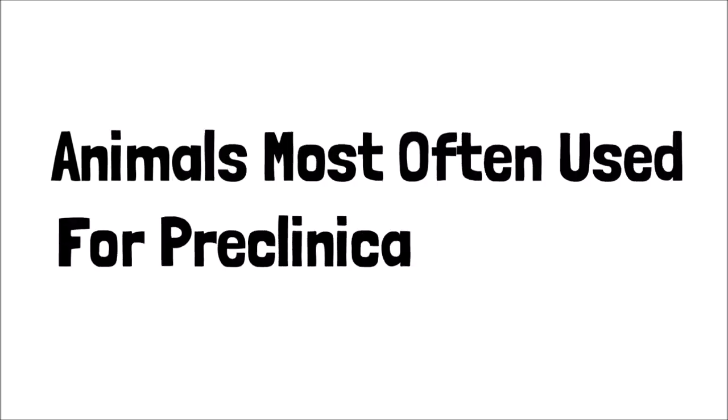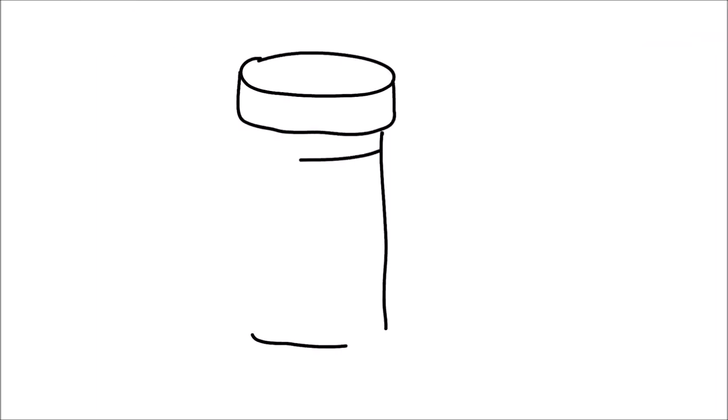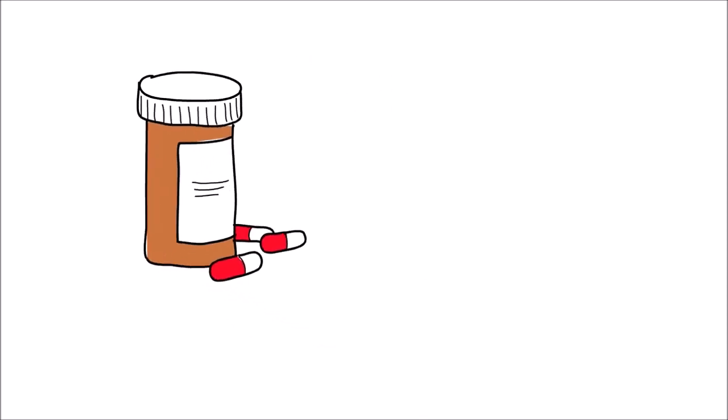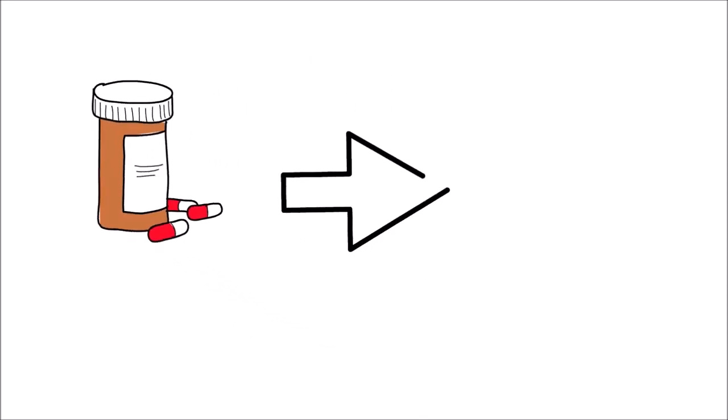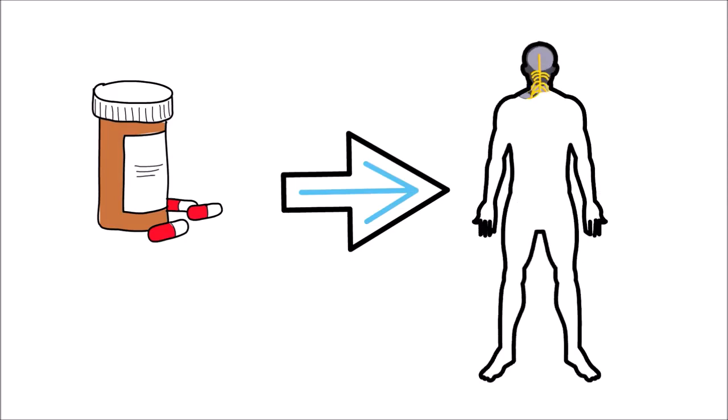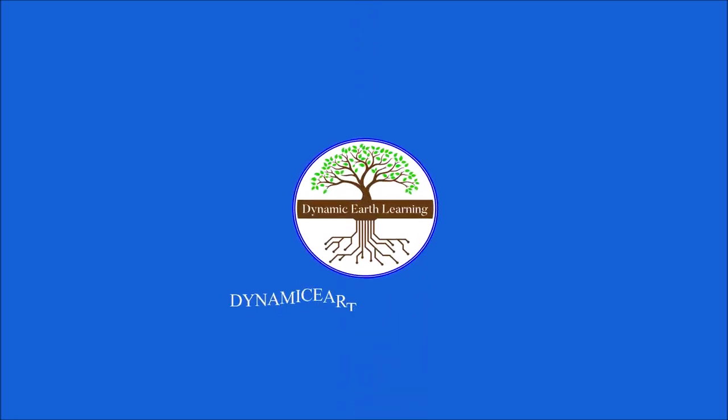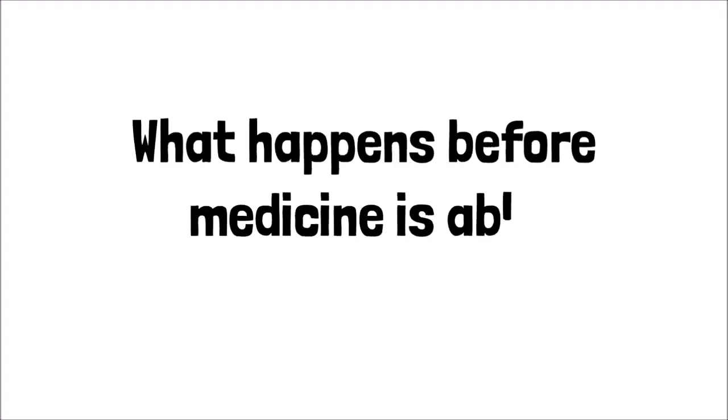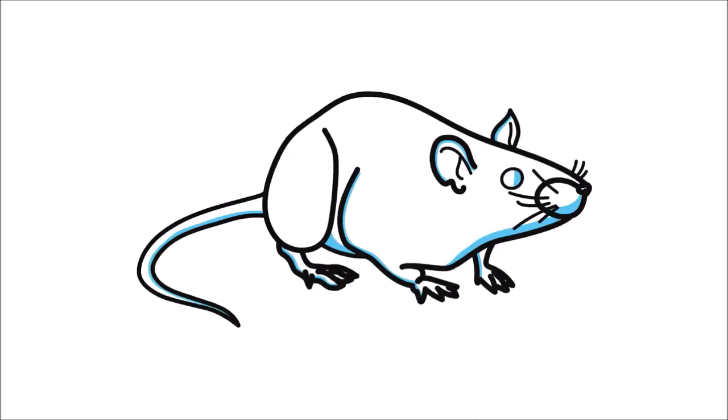Animals most often used for preclinical research. Preclinical research is often utilized in order to determine the overall safety of any new drugs being developed that are going to be used on humans. Ever wonder what happens before the medicine is able to be administered to humans?